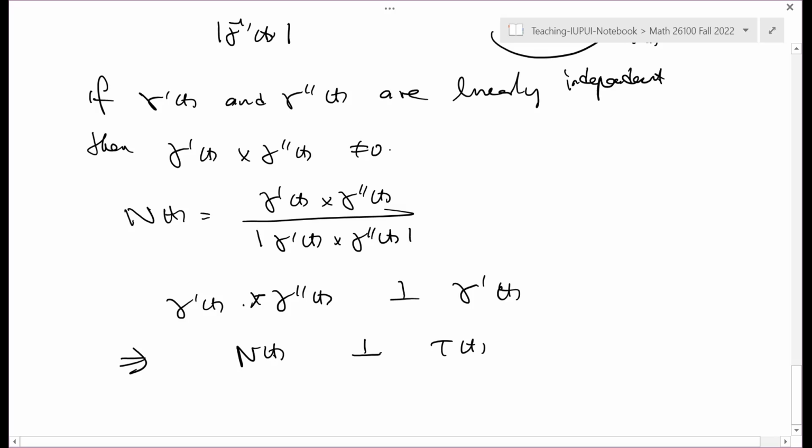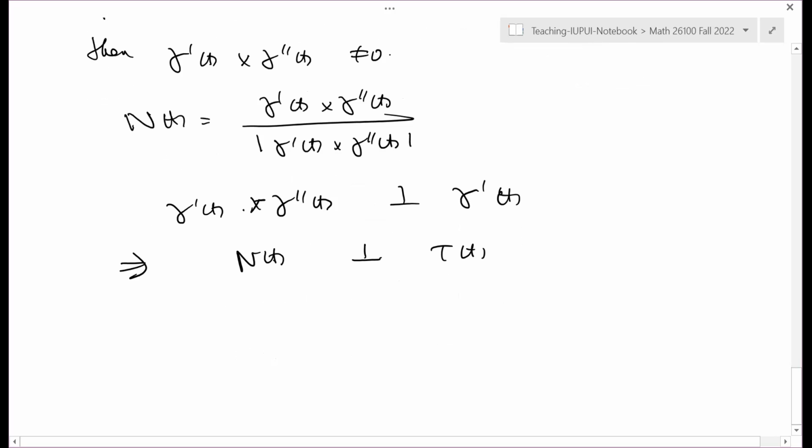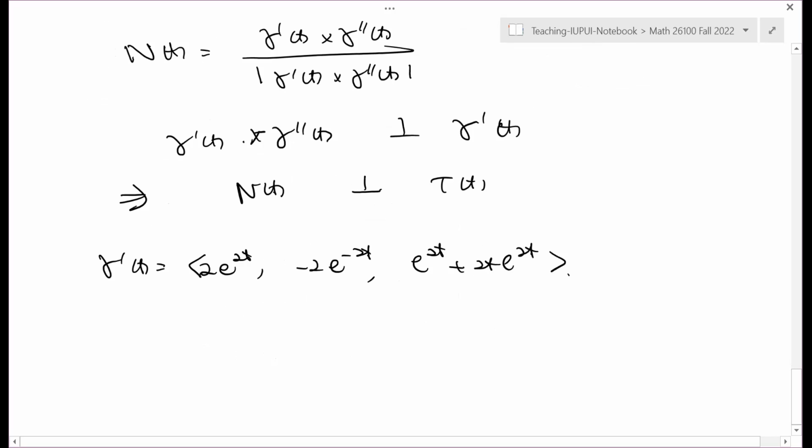We can try. Yeah, we can try. Right? So gamma prime t is going to be 2e to the 2t, negative 2e to the negative 2t, e to the 2t plus 2t e to the 2t. Okay, so that is a derivative. And you can continue to differentiate.